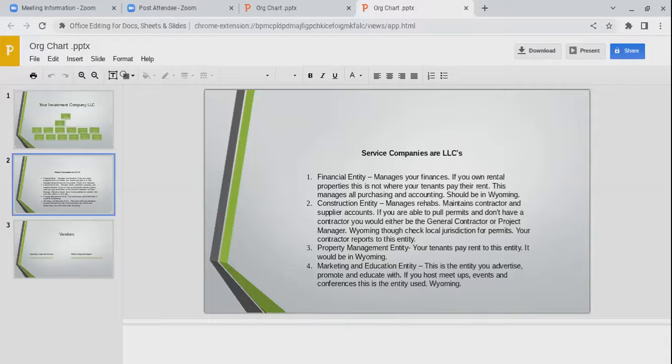Both these, one and two, financial and the construction, will both have bank accounts. And then you'll have a property management entity. Until you're big enough to actually have on-site management, or you're outsourcing management, you'll have a property management entity. Your tenants pay rent to this entity. It would be in Wyoming as well. And then basically it would forward the funds to the financial entity.